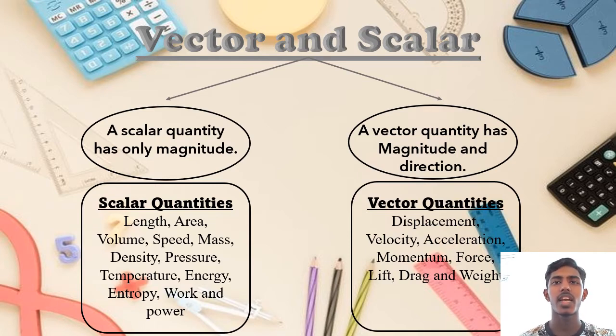A vector quantity has magnitude and direction. Vector quantities, for example, are displacement, velocity, acceleration, momentum, force, lift, drag, and height. These all have magnitude and direction, so these are called vector quantities.